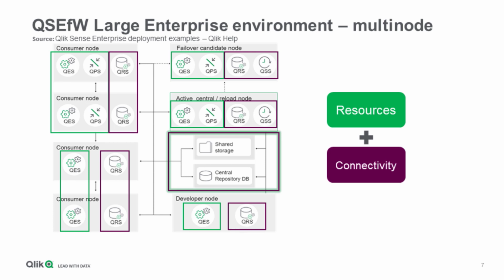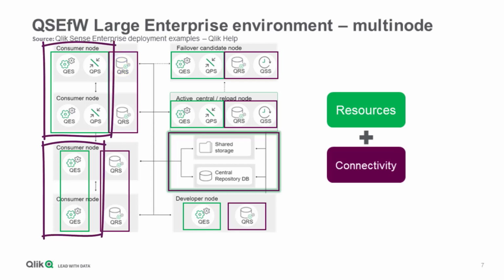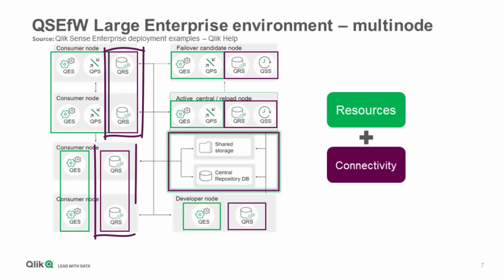Yep. On a consumer node, this is where your users come into the hub. They will come in via the Qlik proxy service and consume applications via the Qlik engine service that ultimately connects to the central node and everything else via the Qlik repository service. Okay. The green box is your front-end services. This is what end users tap into to consume data. But what facilitates that in the background is always the repository service.